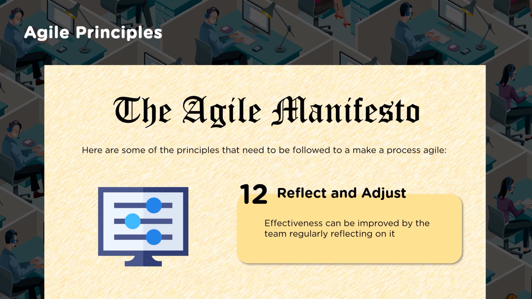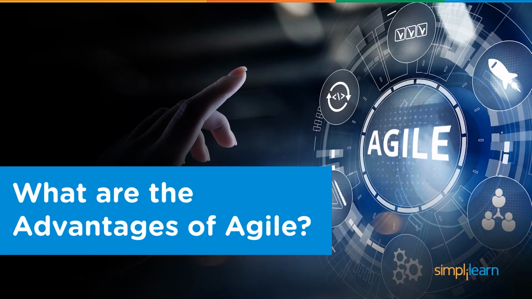So these are the 12 principles, which help the accomplishment of the manifesto points, the four values mentioned in the manifesto. Keeping these four values and the 12 principles in mind, any agile methodology has its own approaches and accomplishes all of this. Further, let us look at some of the advantages of following agile.